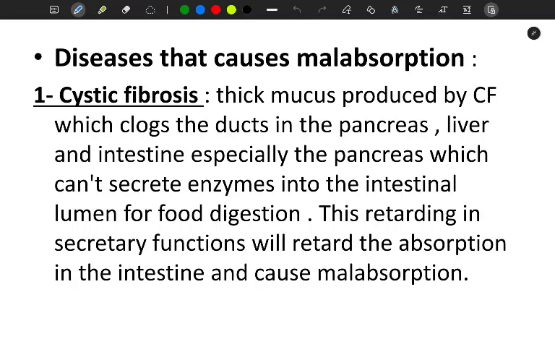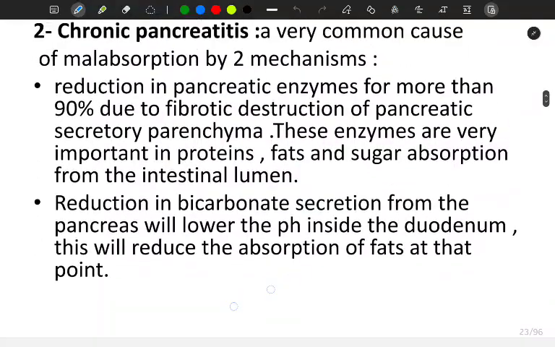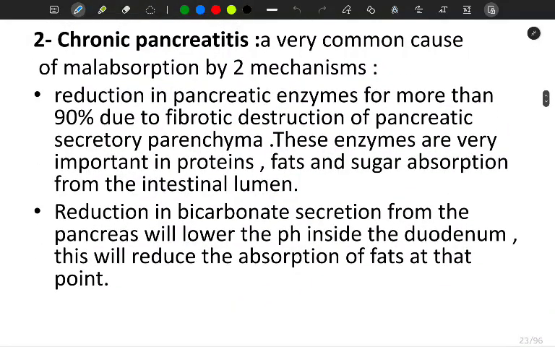Next, chronic pancreatitis, in that they lose the exocrine function basically, so they don't have enzymes to digest and absorb. More than around 90% of the exocrine function is fibrotic, sclerotic, so no enzymes. And if we don't have bicarbonate that helps to raise the pH, chronic pancreatitis may also be a risk for ulcers because you lose the bicarb buffering system.